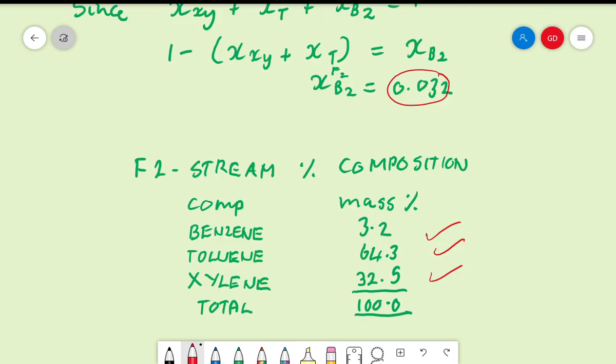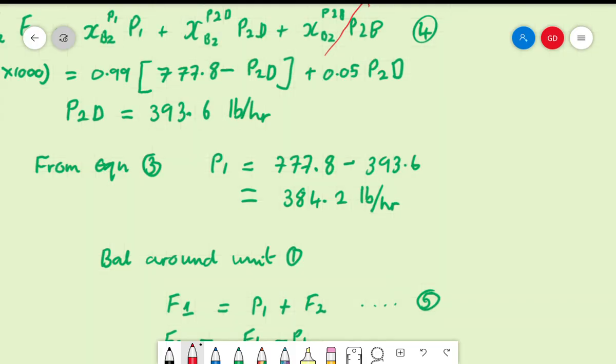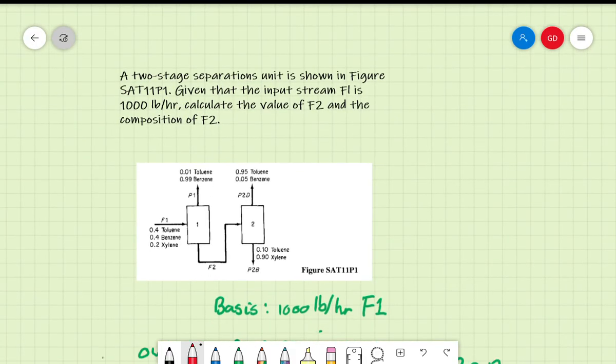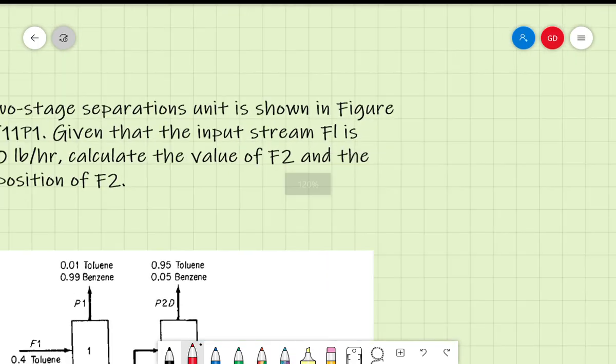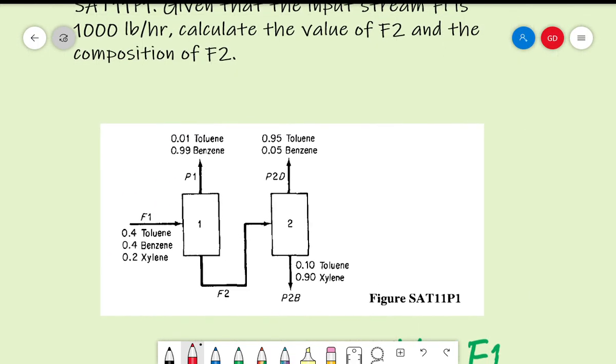Let's go back. So this is how you actually determine it. So now you've actually determined everything that you are required to do, but always go back and check. Was this what was required of you? Yes, that was what's required. So the composition here, we found it, and we also found the amount. So that's very key: composition and the value of F2.